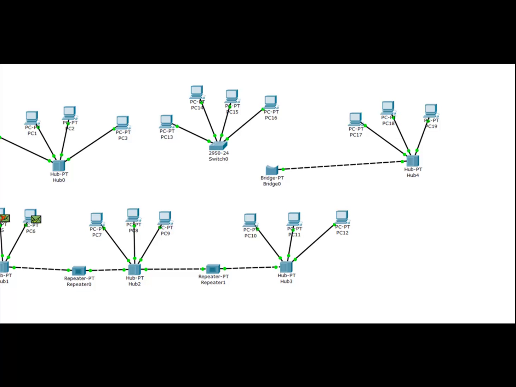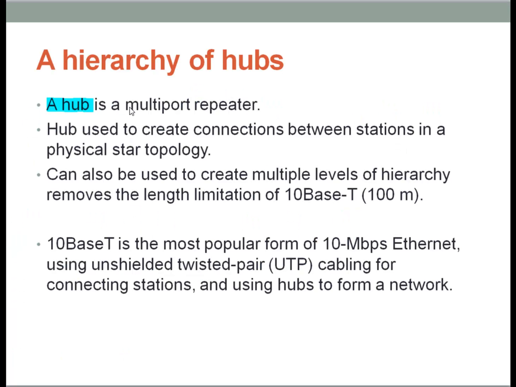Now I'm going to the PowerPoint. So a hub is a multi-port repeater. You can connect more than one device. Hub is used to create the connection between the stations in a physical star topology. That means you can create a star topology by using the hub. This is what we discussed in the previous slide. That means in Packet Tracer, you can create a star topology by using the hub.